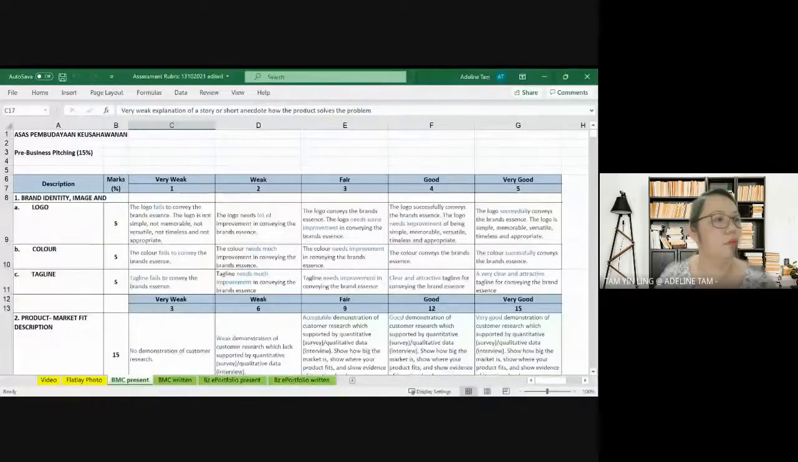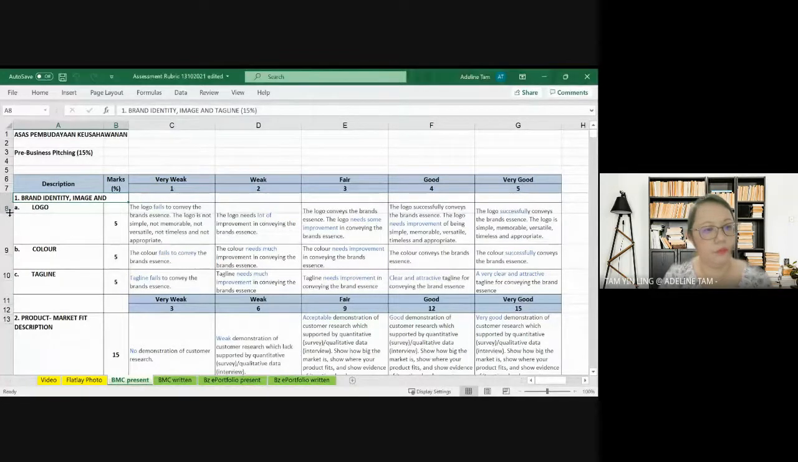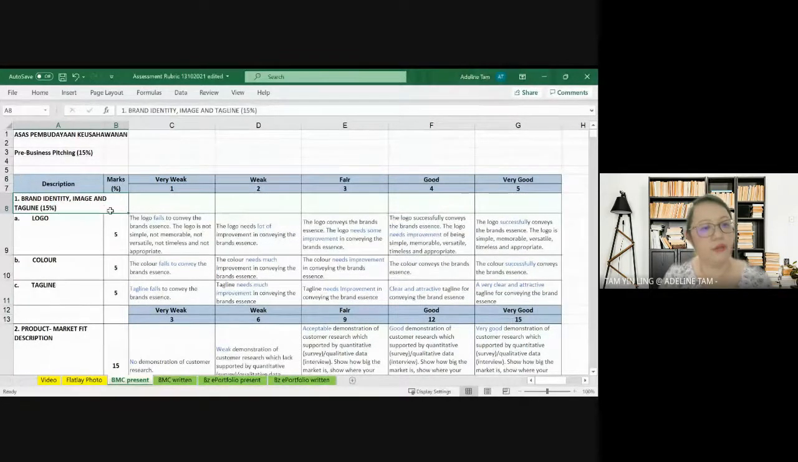Yeah, the assessment rubric, in other words, the assessment criteria. Okay, so this is the assessment criteria. Later on, I will share it in Schoology. So for the assessment criteria for the pre-business pitching, there are a few things that we look at. The first one is brand identity, image, and tagline.